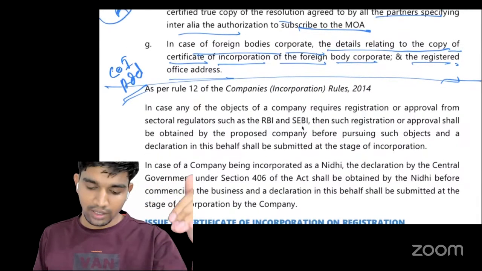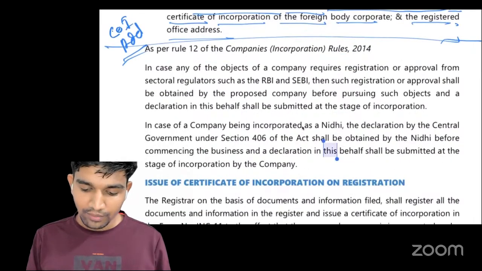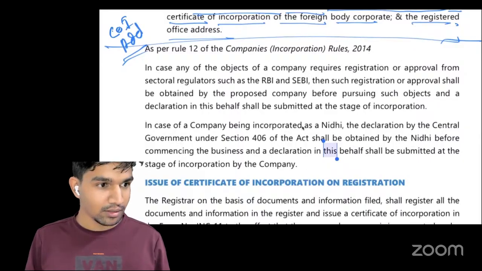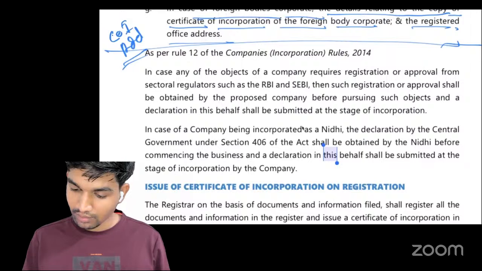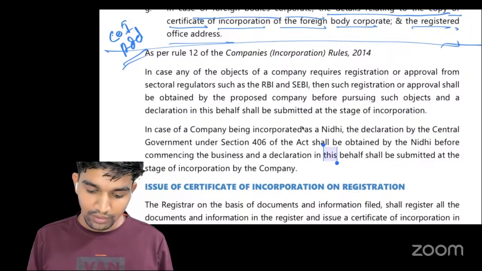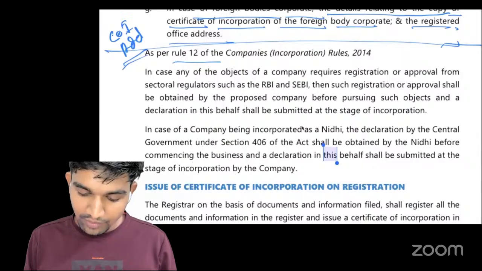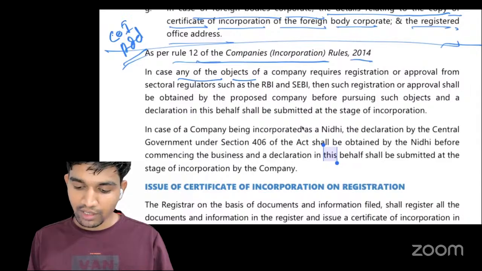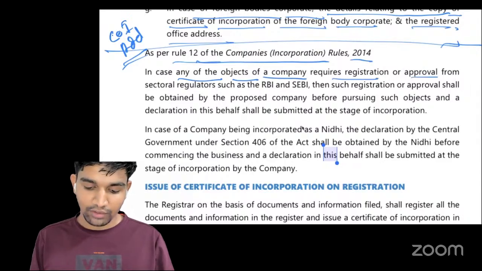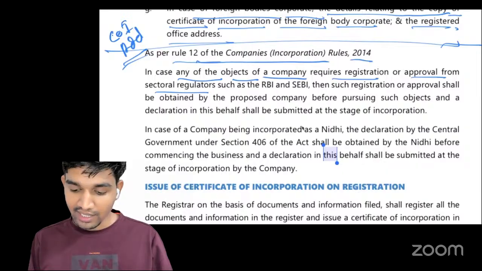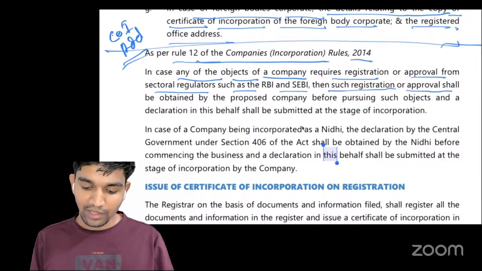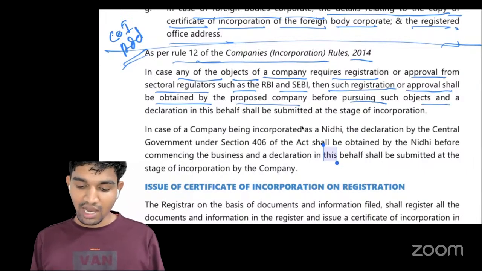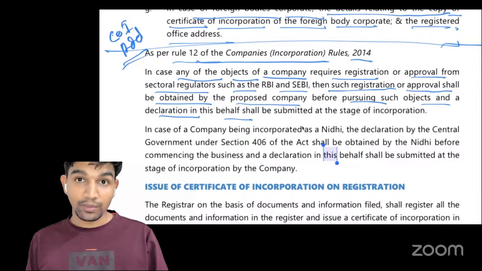This comes under Rule 13. Now we will see Rule 12 of the Companies Incorporation Rules 2014. In case any of the objects of a company requires registration or approval from sectoral regulators such as RBI and SEBI, then such registration or approval shall be obtained by the proposed company before pursuing such objects, and a declaration in this behalf shall be submitted at the stage of incorporation.